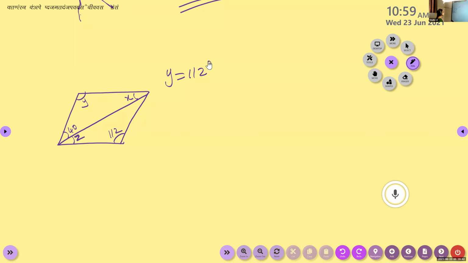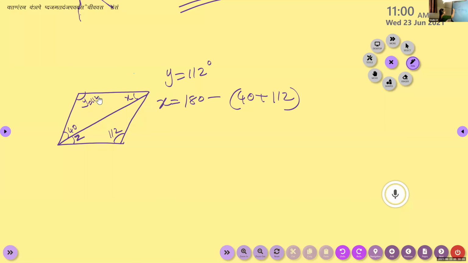Anybody else? Ma'am, 180 minus 112. 180 minus 40 plus 112. That's correct. This is the angle sum property. Angle sum property of this triangle. So X equal to 180 minus 40 plus 112, because Y is 112.